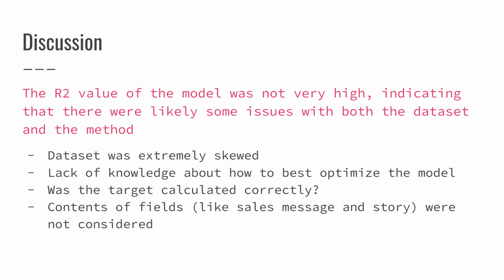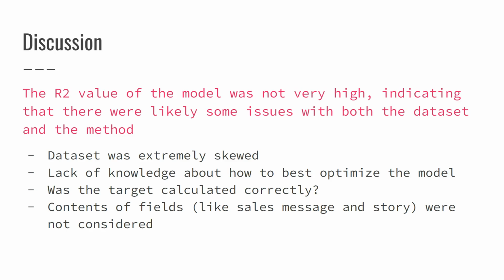One thing I've already mentioned a couple times was that the data set was extremely skewed. Then obviously lack of knowledge on my part of how to best optimize the model, since I'm fairly new at data mining and stuff like that. I'm not really sure what else I could have done to make my random forest model better, but I can try to research how to make it work better for a skewed data set like I have.